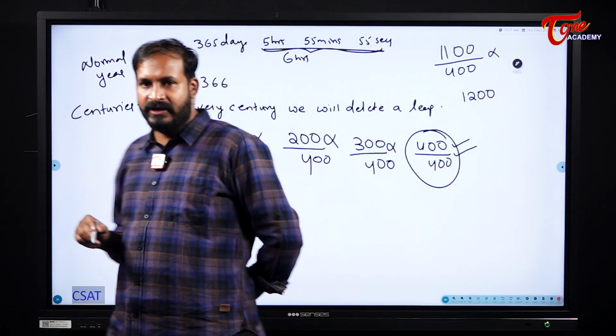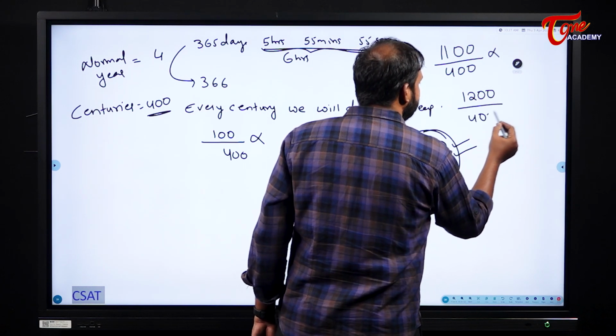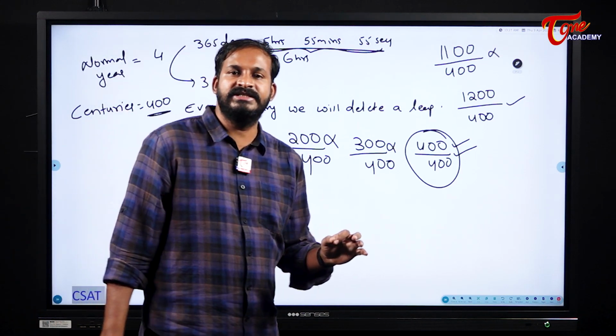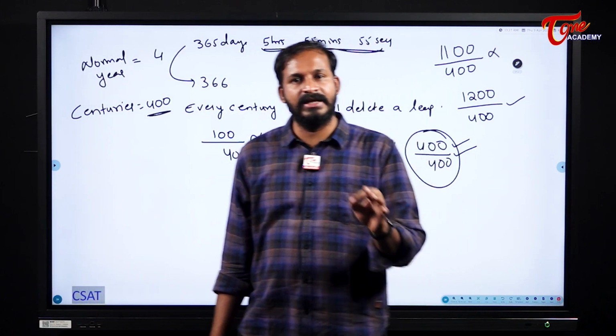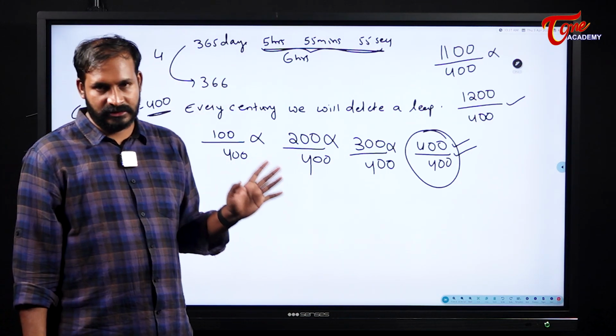Is 1200 a leap year or not? Yes, 1200 is a leap year. Why? Because 1200 is divisible by 400, so it is a leap year. In case of centuries, divide by 400. In case of normal years, divide by 4 and then decide whether the given year is a leap year or not.